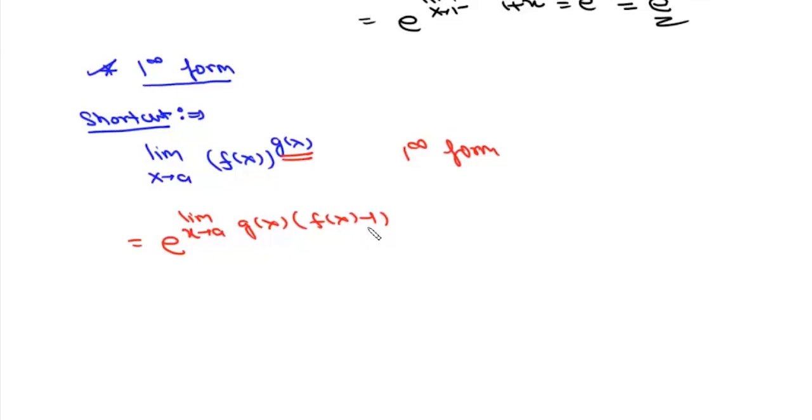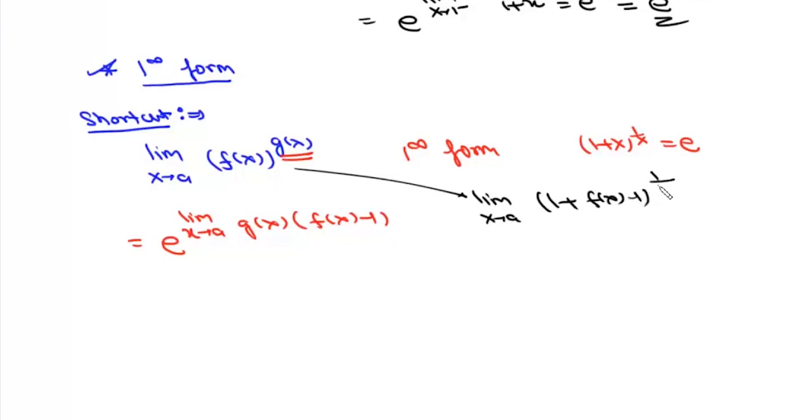So basically what we are doing here is we are using the standard limit (1 plus x) to the power 1 upon x, it is e. So what we have done here is we have written this as limit x tends to a, and this is (1 plus (f(x) minus 1)). Now we'll multiply and divide everything with f(x) minus 1. This limit x tends to a f(x) is 1, and limit x tends to a g(x) is infinite. So this is (1 plus x) to the power 1 upon x, and we know that this limit, when x tends to 0, is e. So this limit will be e.